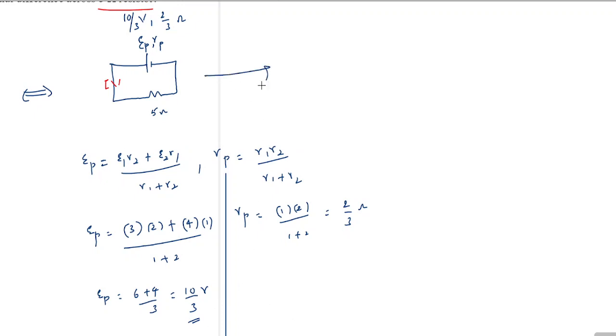I'm just doing sideways here. Current in any circuit is given by net EMF by net resistance. Net EMF here is 10 by 3 volt. Net resistance, there are two resistances now: resistance of 5 ohm and 2 by 3 ohm. So they are in series because the same current flows. So it becomes 2 by 3 plus 5.